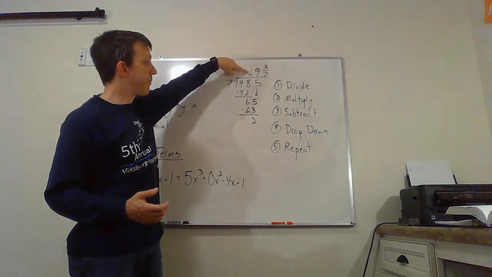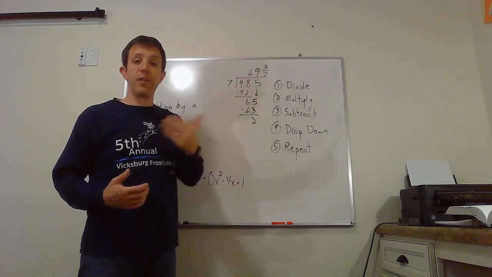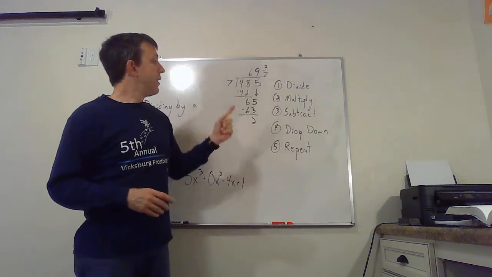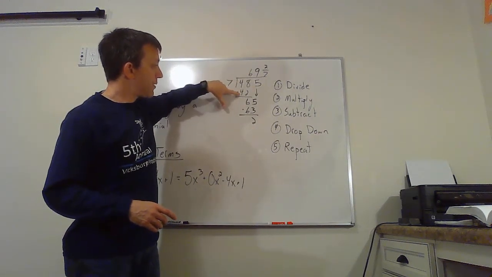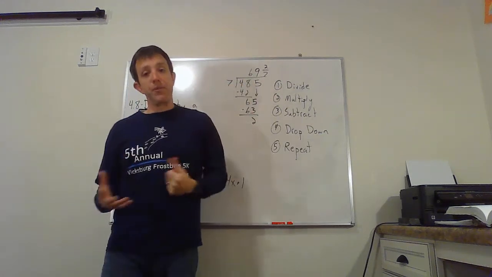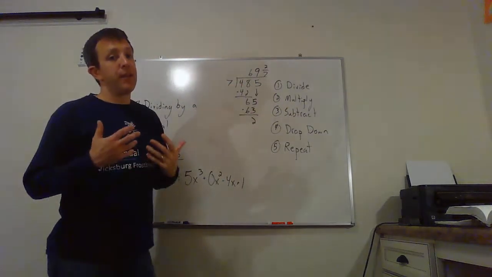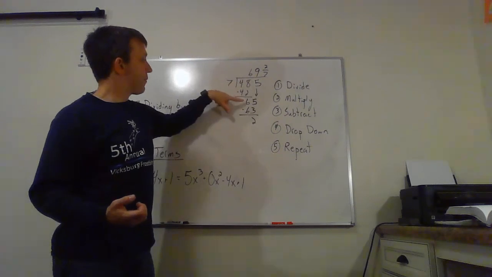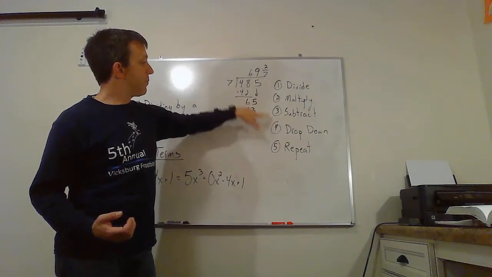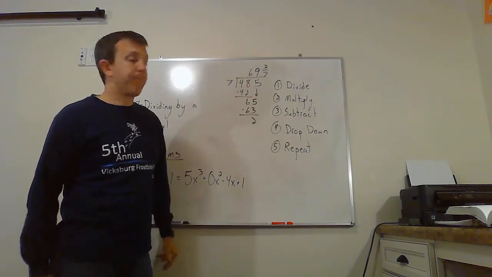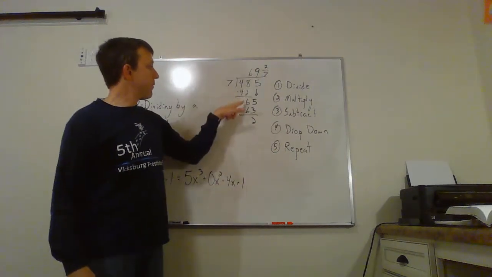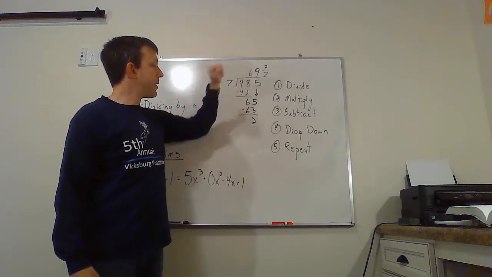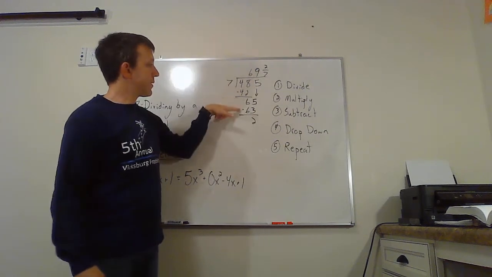So the 6 goes up front. So our first step there was to divide, 48 divided by 7. Second step then is to take 6 times 7 to get this 42. So our second step is going to be to multiply. Then we subtract. 48 minus 42 gives me 6. And then we drop down the 5 that was still there. And then we do it all over again, right? We repeat the process. So 7 goes into 65 now, 9 times. 9 times 7 is 63.